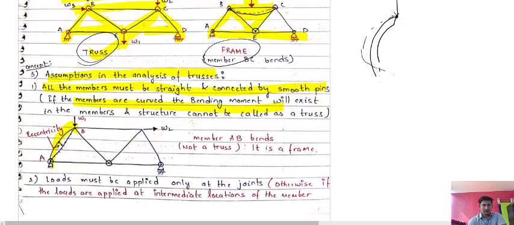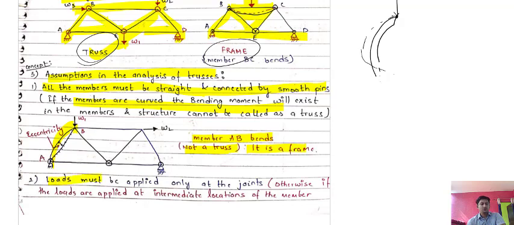So you can see here I have made the diagram in which it is showing the eccentricity, so this is not possible. You can say that member AB bends, therefore it is not a truss, it is a frame.